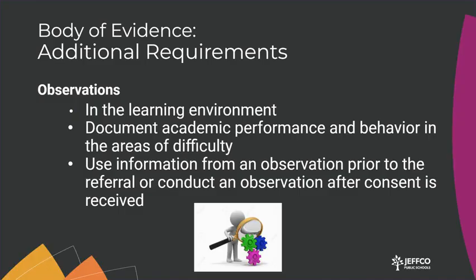Some additional requirements for your body of evidence. There must be an observation. It should be in the learning environment in the area where we suspect the student is impacted. For example, if we think the student is struggling with reading comprehension, it might make sense to observe them in a science or social studies or reading class when reading comprehension is required.